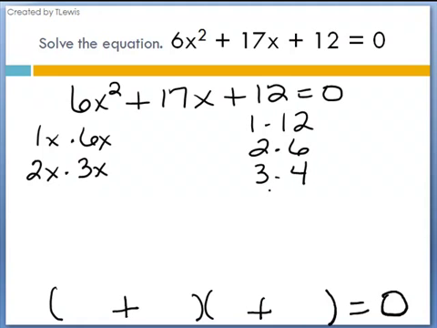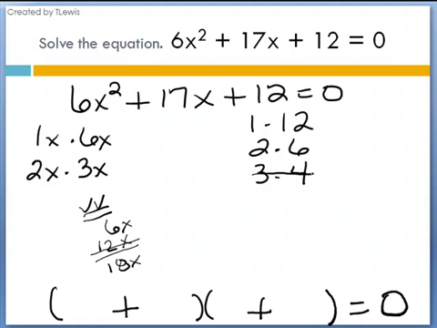Let's multiply first with the first, 2x times 3. That gives us 6x. Last with the last, we have 3x times 4. That gives us 12x. We add those together, we have 18x. That's too high, so that's not going to work.